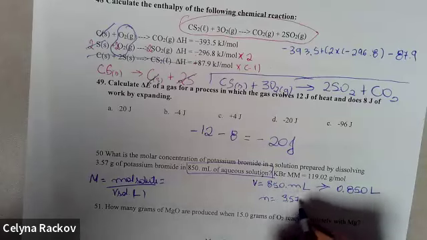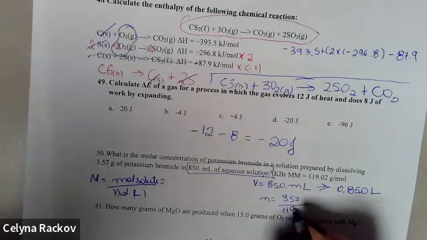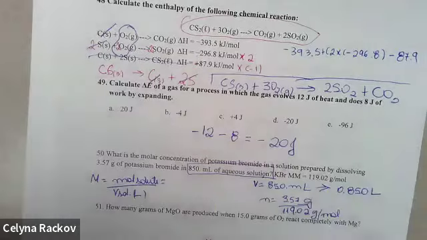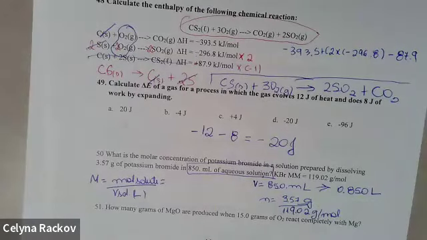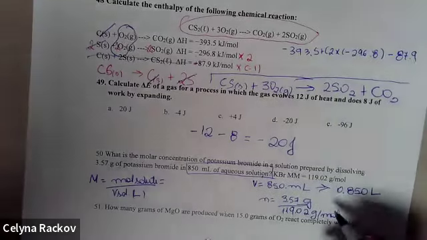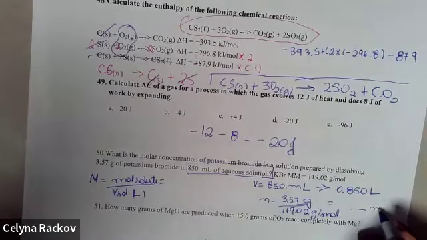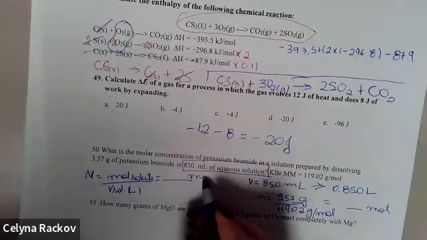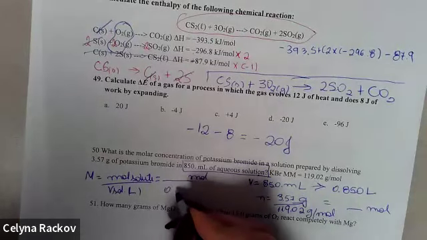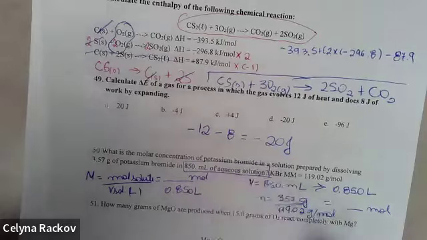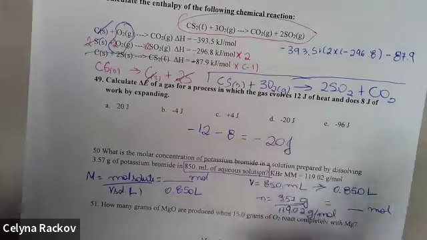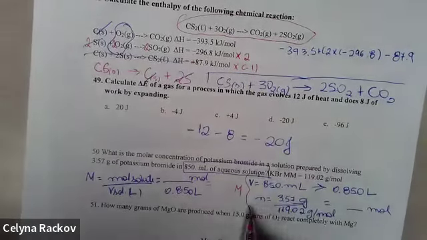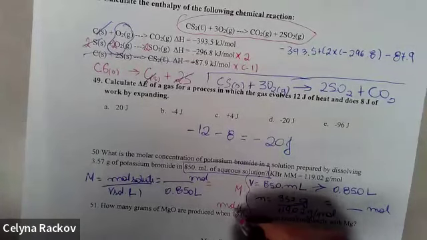So moles will be 3.57 divided by 119.02 grams per mole. Right? Then, after you find the moles here, we're going to divide these moles by 0.850 liters. And then you have your answer to be molar, capitalized M, or mole per liter.